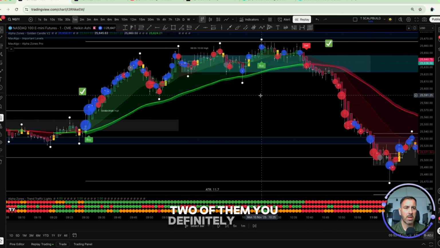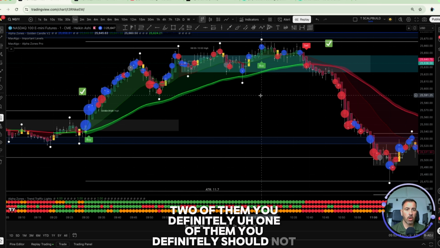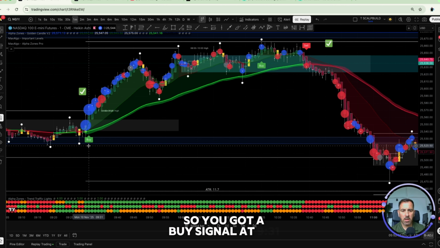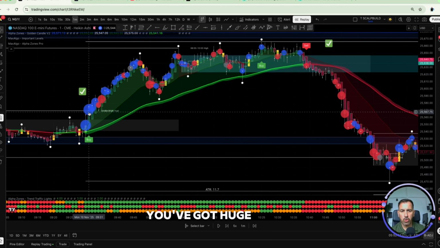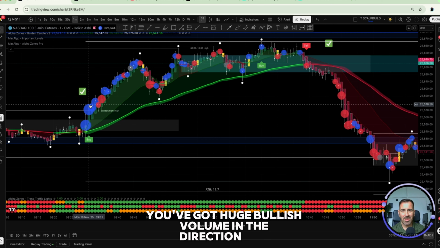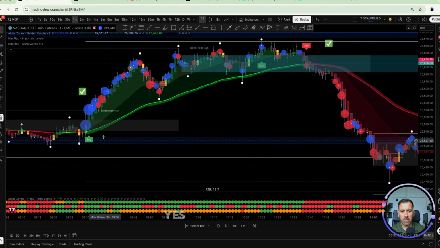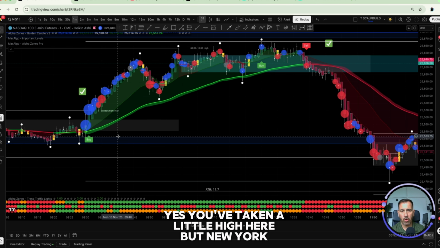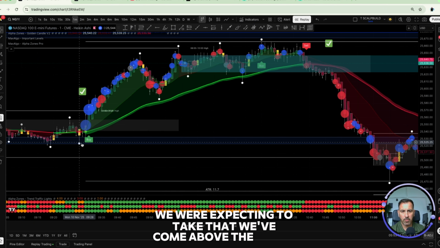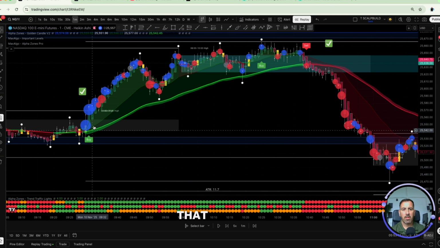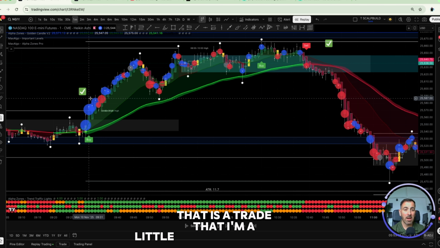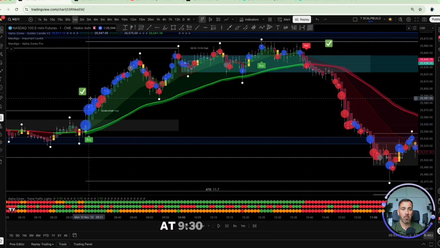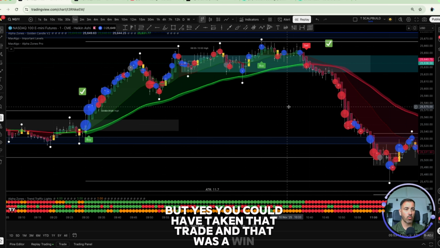Two of them you definitely can, and 1 of them you definitely should not. So you've got a buy signal at 9:31. You've got huge bullish volume in the direction, and yes, you've taken a little high here, but in New York we were expecting to take that. We've come above the Q, we've come above the hourly. That is a trade that I'm a little cautious about personally at 9:30 when it's 9:31, but yes, you could have taken that trade, and that was a win.